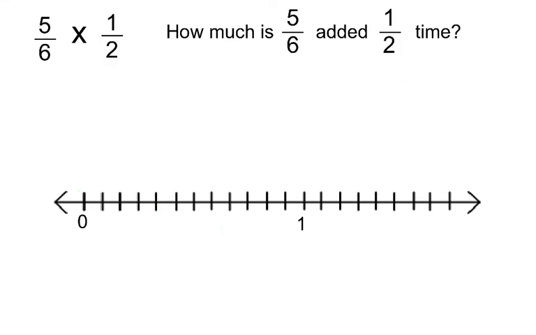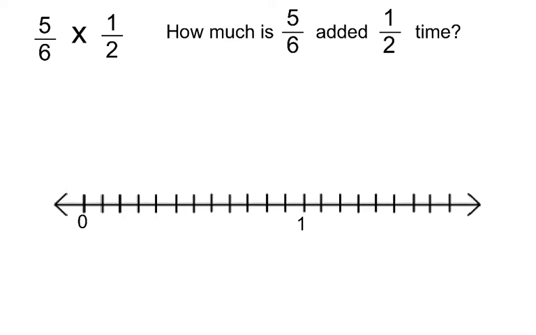How much is 5/6 added half a time? 5/6 times 1/2. Well, what we need to look at is what are each of these units. So each of these units we can see on the number line. We can count them up. 1, 2, 3, 4, 5, 6, 7, 8, 9, 10, 11, 12. So that means each one of these units is 1/12.